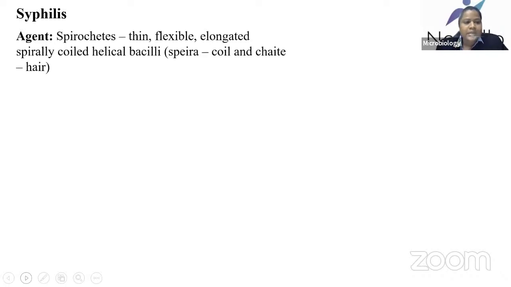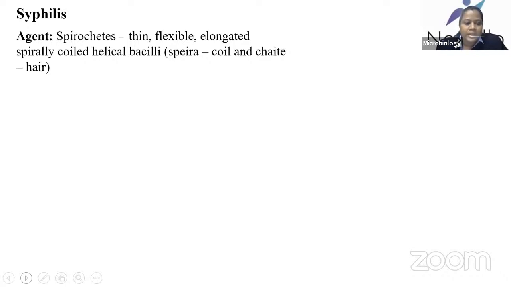Firstly, we will move into the topic syphilis. Syphilis is one of the best-known sexually transmitted diseases, and it got this name from a famous poem which described a shepherd boy who had this disease, and his name was Syphilis. That's how this disease got the name syphilis. So what is the agent which is causing this sexually transmitted disease?